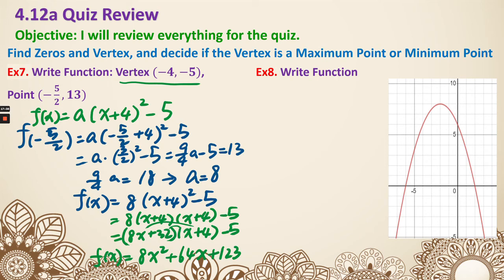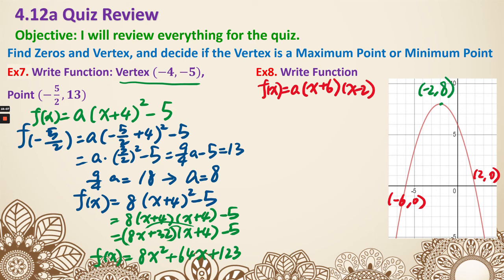Last example, example 8. We can see the vertex right there. We have 2, 0, and we have -6, 0. So I can start with my vertex form, which is f of x equals a times x plus 6 and x minus 2. As for another point, I have a couple of options. I can use a vertex, which is -2, then 8. I can also use the y-intercept, which is 0, 6. In this case, I'm going to use the 0, 6.